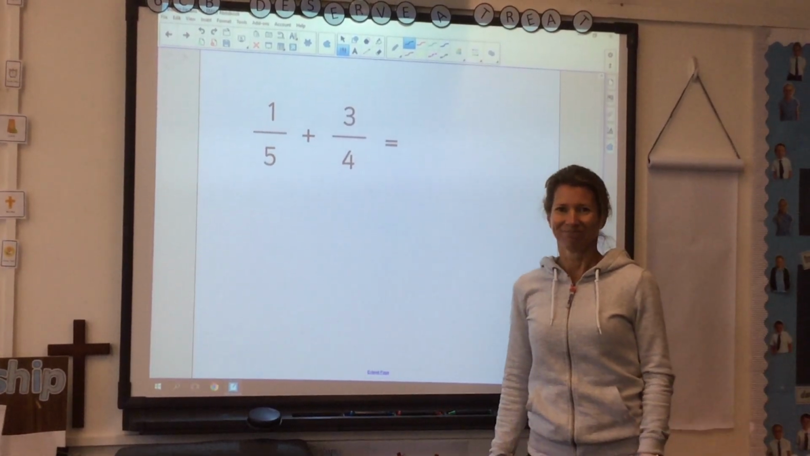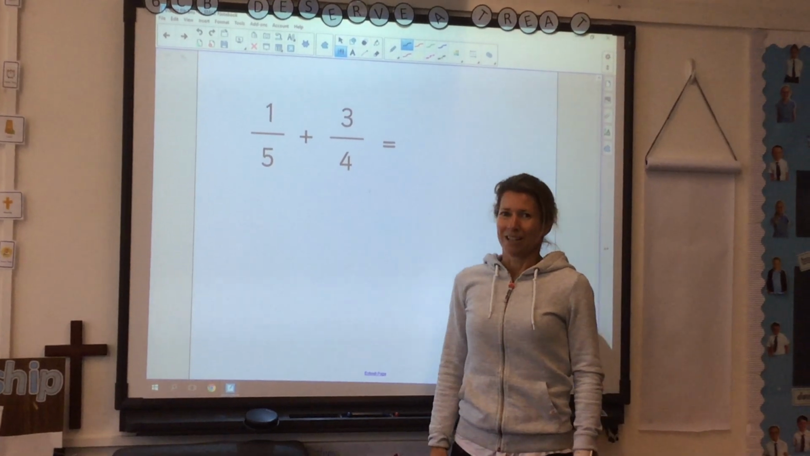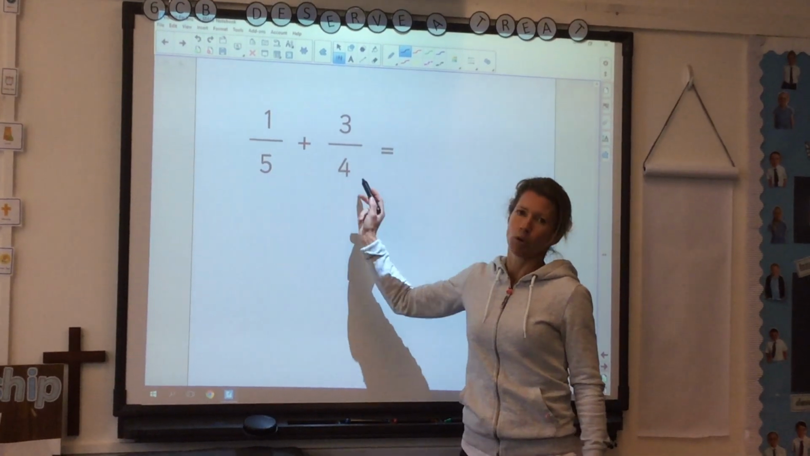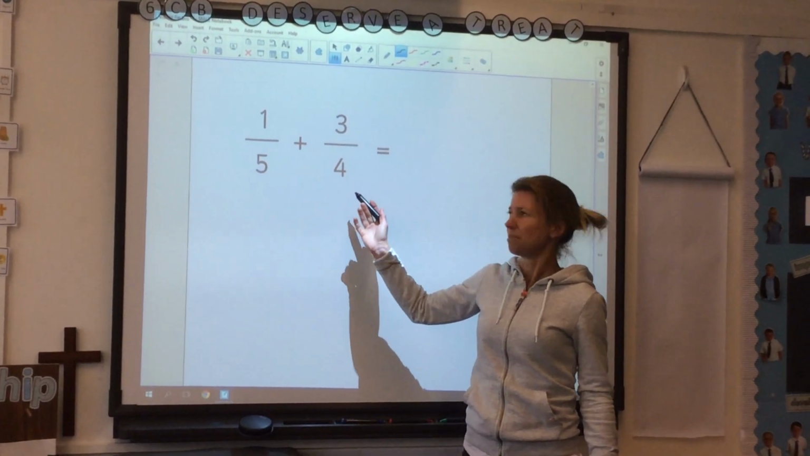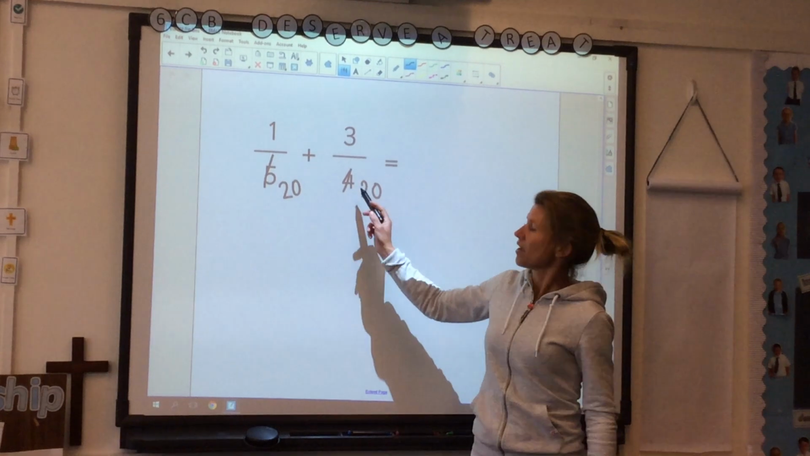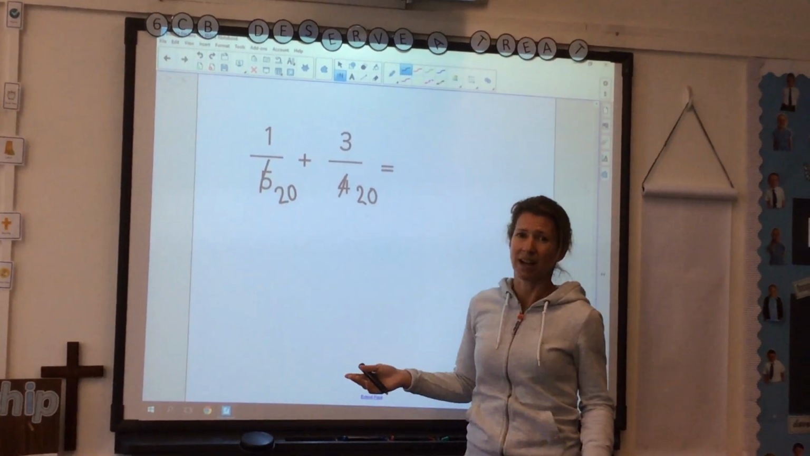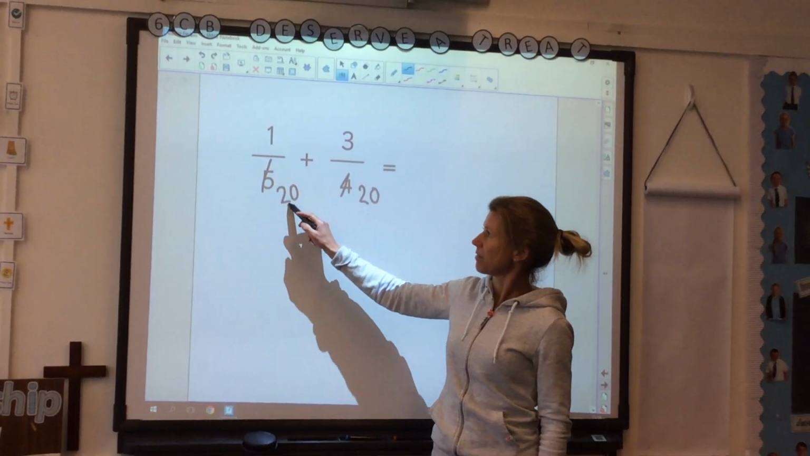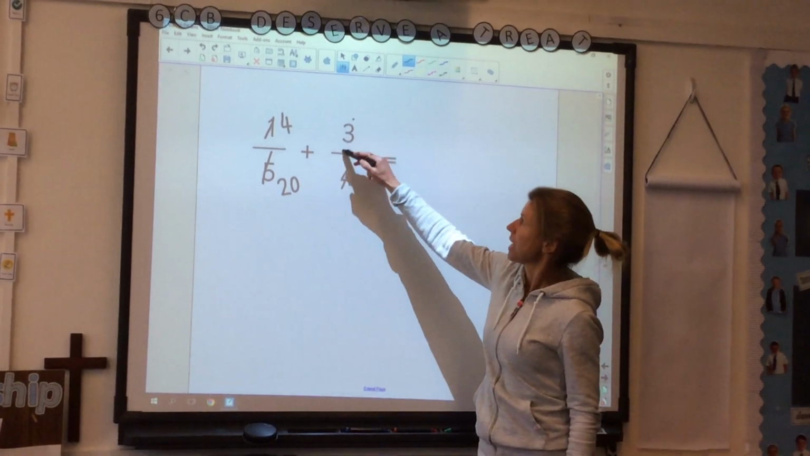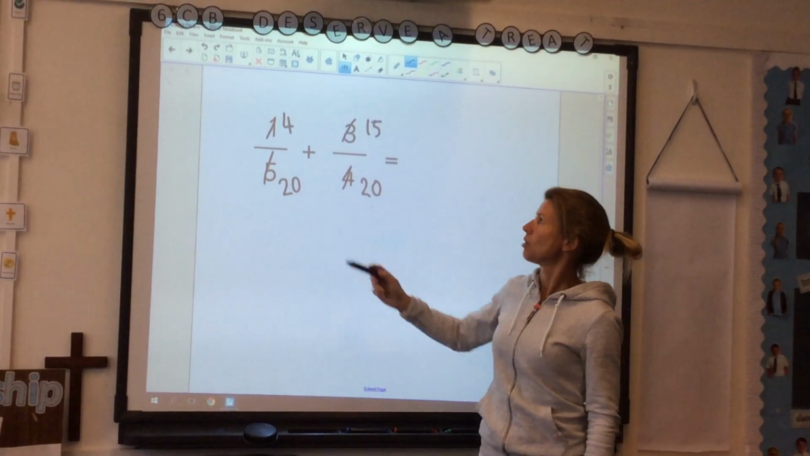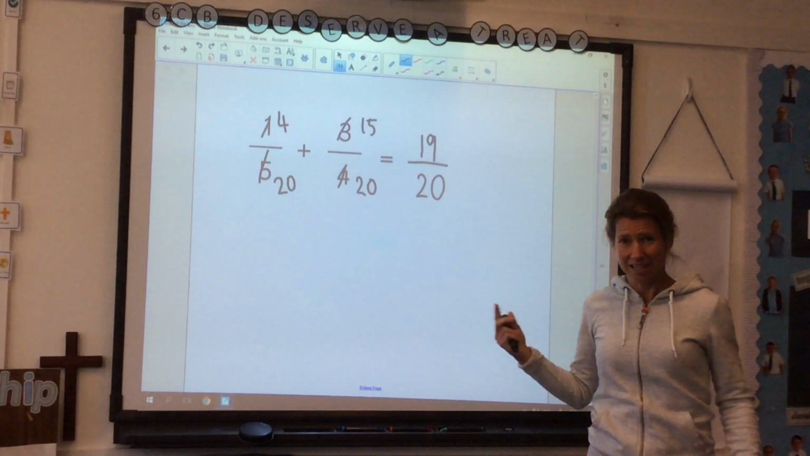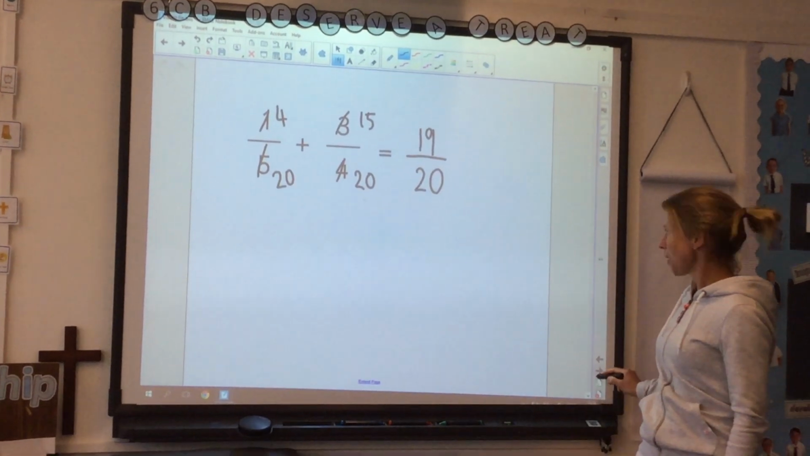Next one, have a go. Brilliant, you're doing really, really well at these. 1/5 add 3 quarters. Again, we've got to change this bottom number. At the moment, they're not the same. So 5 and 4, I've chosen 20. 5 and 4 are factors of 20, so they're common factors, so we know we can use them. I've multiplied this by 4, I'm going to multiply this by 4. I've multiplied this by 5, same up here. Whatever you do to the bottom, you do to the top. We're remembering all of this. Then you can solve it. The answer is 19/20. Is it in its simplest form? Yes, it is. Well done.